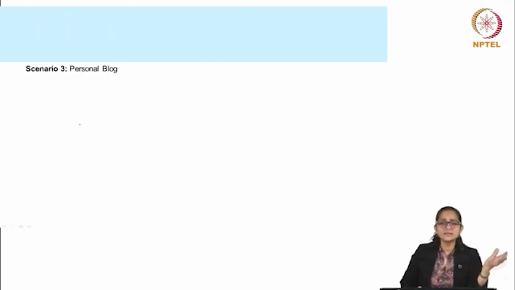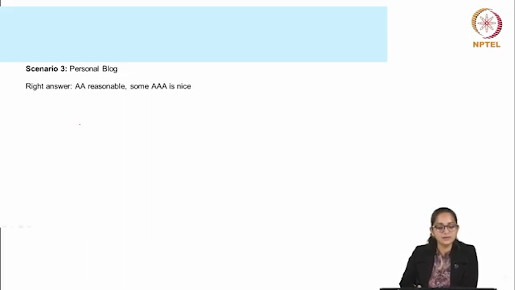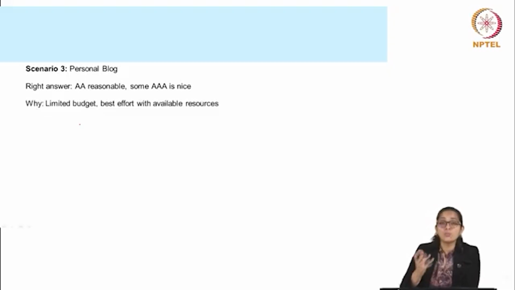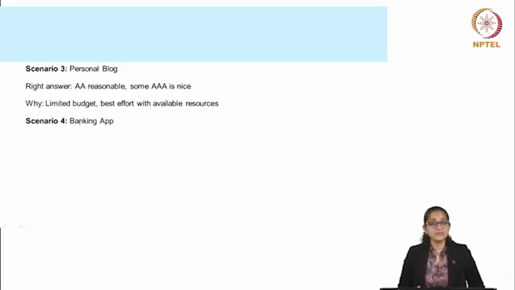Now let's take other kinds of examples. For example, what about a personal blog? Should we stop at AA, or what does the legal system say? Yes, the right answer is that we can stop at AA. AA is reasonable. Some AAA elements may be nice to have. Why? Because it's a personal blog. That person may have a limited budget. They may be able to put in some basic amount of effort with available resources, both in terms of time as well as money.